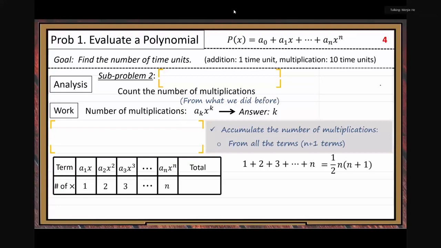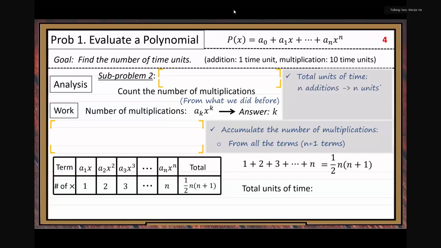Good. But remember, this number gives us the number of multiplications, and we need to convert it to the number of time units. How many time units do we need to calculate all the multiplications? 10 times this formula, right? 10 times this formula.